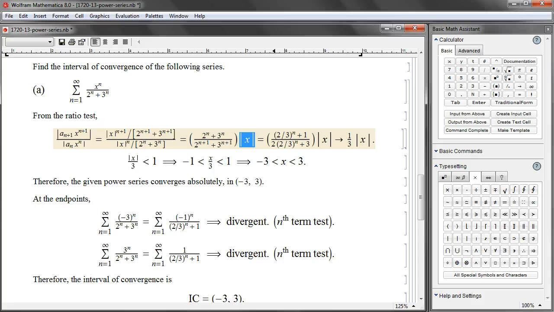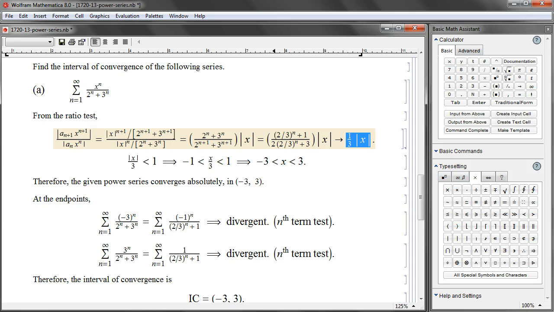How about the number part? Well, that's just a routine limit computation problem, to tell the truth. Divide everything by 3 to the nth power, and what do you get? 2/3 to the nth power, which goes to 0. This plus 1 will survive, and then 2/3 to the nth power will become 0, and this plus 3 will survive. In the end, what do we get? 1/3 times the absolute value of x. And this is the L value of the ratio test, the limit of the absolute value of the ratio.